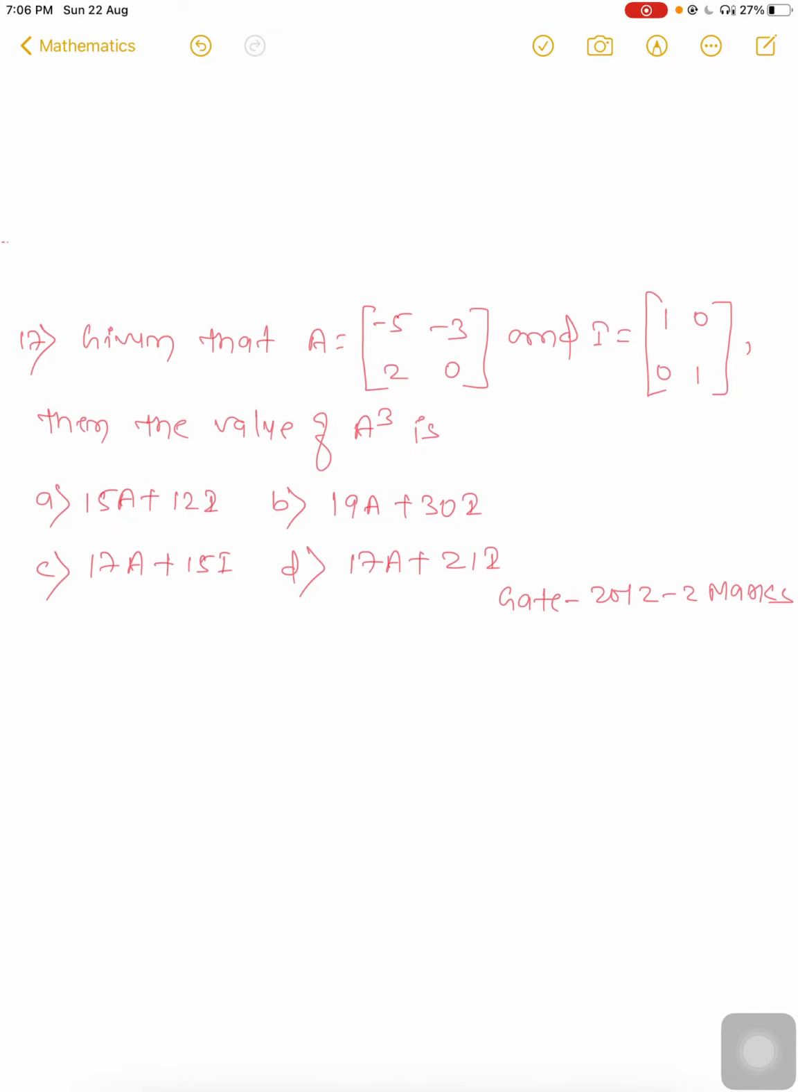Okay. Now comes the next question. Given that A is equal to, and I is, then we have to find out the AQ.